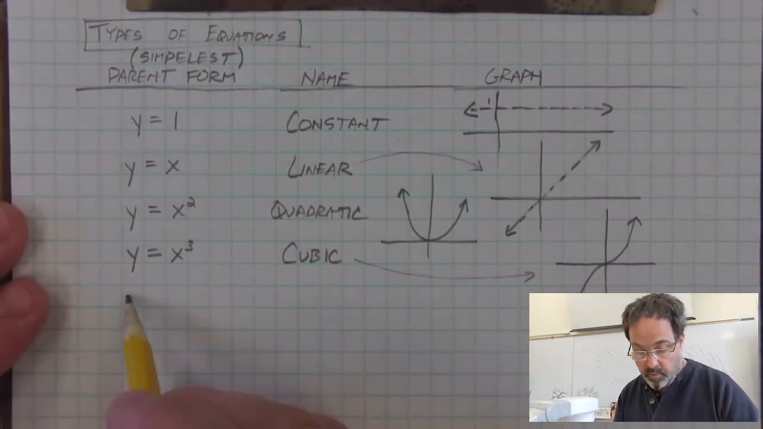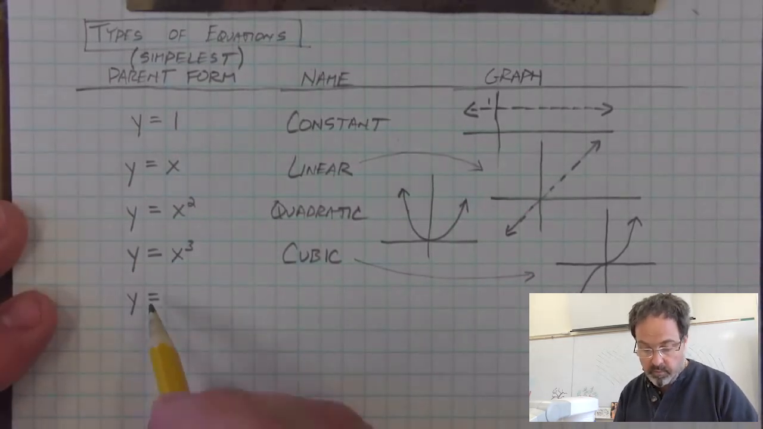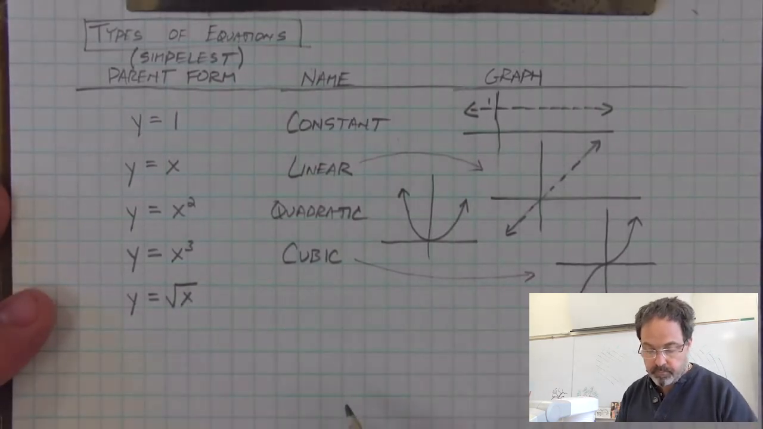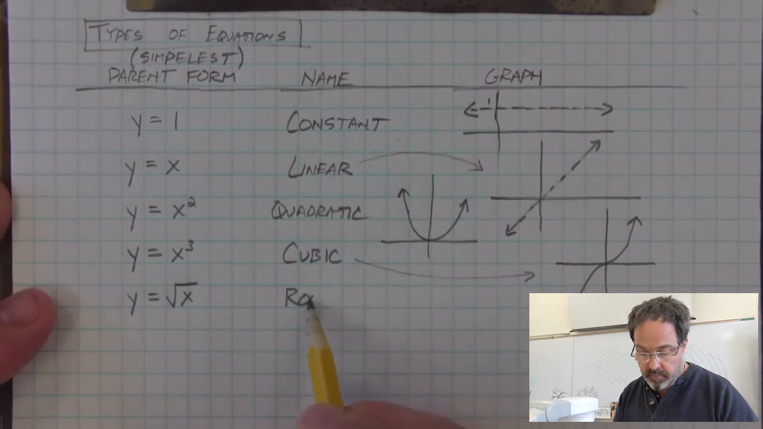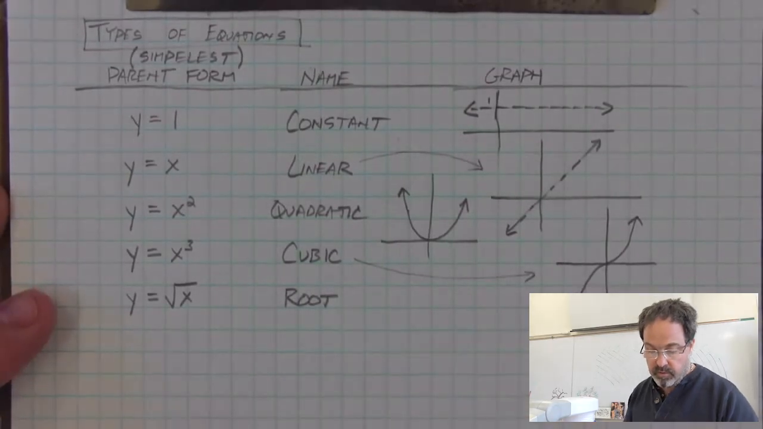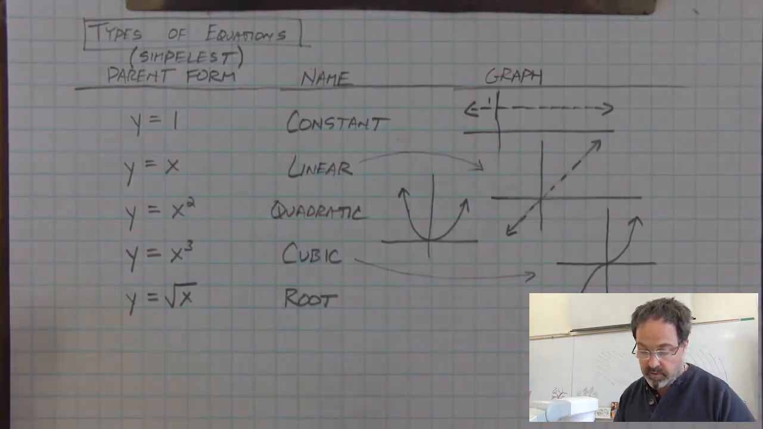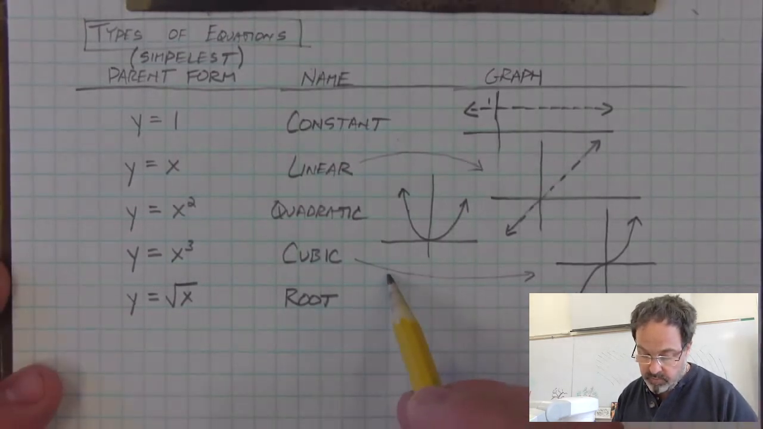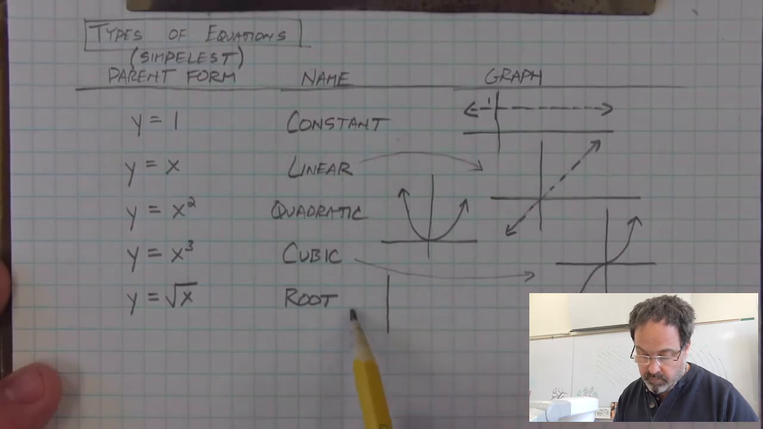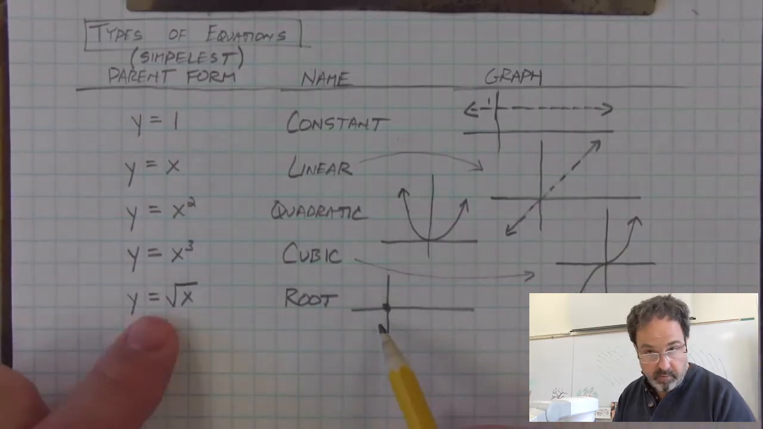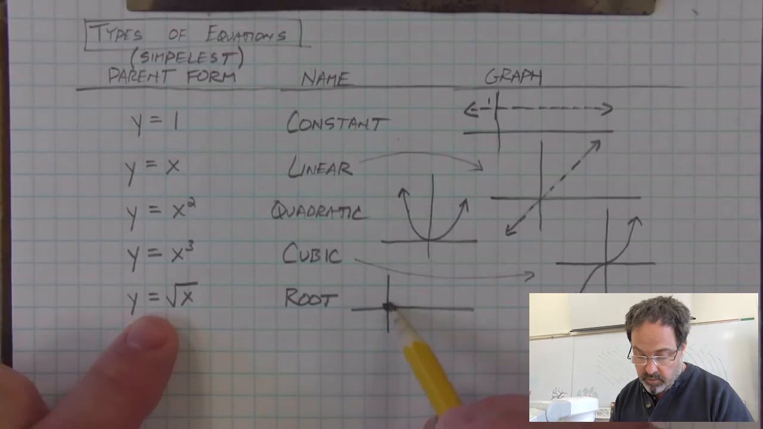And we've got one more parent form. Y is equal to the square root of x. This belongs to the family of roots. It's specifically a square root, but there are other roots that we can take. And the graph of a root is very different than these. It starts at the origin, the graph of the parent root, and it curves up like this and keeps going.